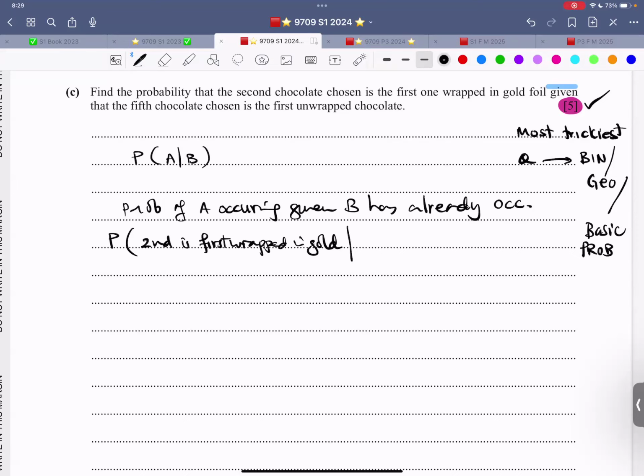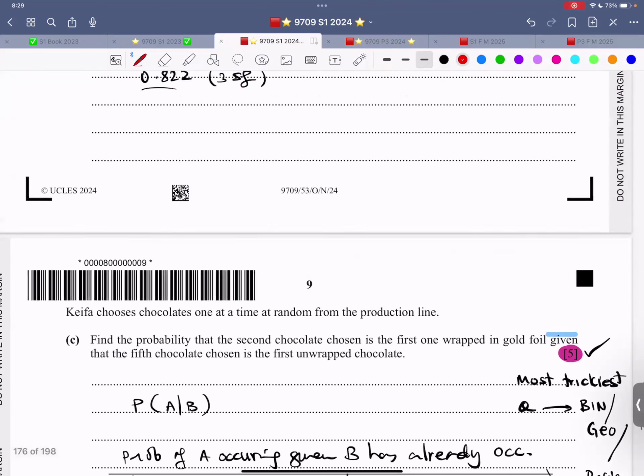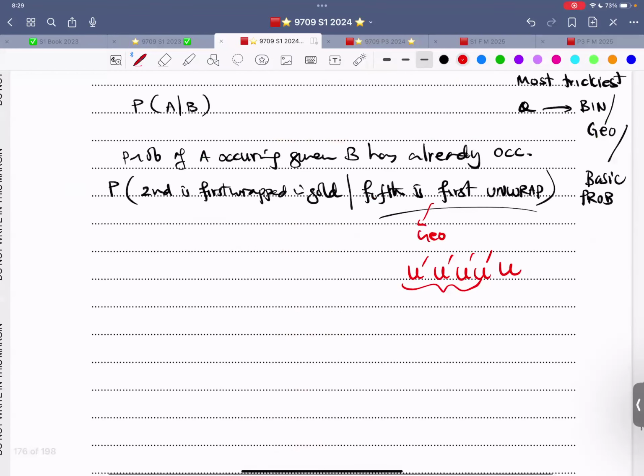Second is first wrapped in gold. Given, what is the condition? That the 5th is the first unwrapped chocolate. So now 5th is first unwrapped. This is also easy. This is geometric. That means the last one should be unwrapped. The first 4 should be anything else. It could be gold, it could be blue. There is gold, there is red, that is unwrapped. I mean, they chose some different names over here. So now this thing is geometric.